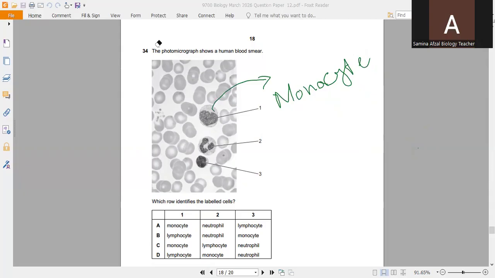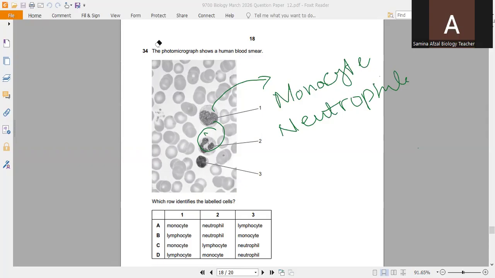Second is a neutrophil. How is it a neutrophil? This cell is easily recognized by a distinctive multi-lobed nucleus. You can see the multi-lobed nucleus. So they are granulocytes responsible for phagocytosis.